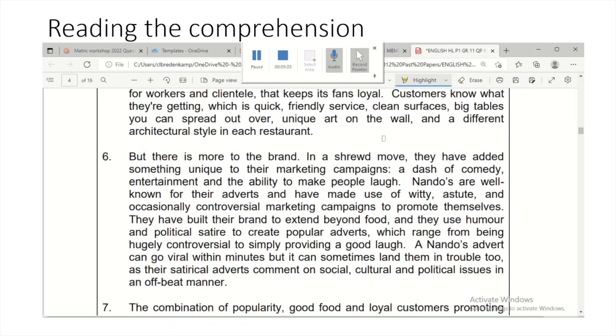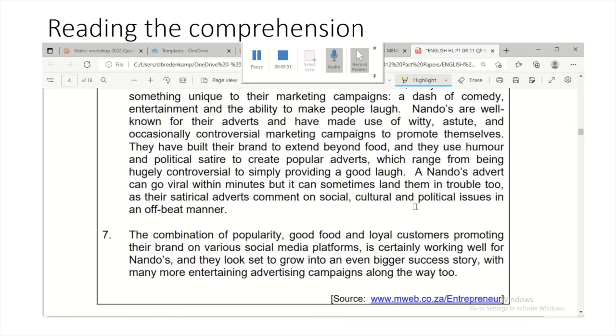In a shrewd move, they have added something unique to their marketing campaigns: a dash of comedy, entertainment, and the ability to make people laugh. Nando's are well known for their adverts and have made use of witty, astute, and occasionally controversial marketing campaigns to promote themselves. They have built their brands to extend beyond food, and they use humor and political satire to create popular adverts which range from being hugely controversial to simply providing a good laugh. Nando's satirical adverts comment on social, cultural, and political issues in an offbeat manner.